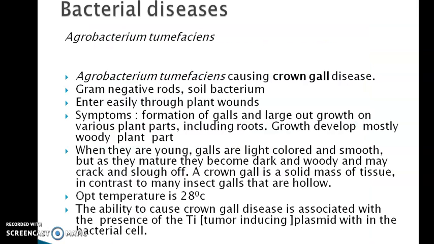Agrobacterium tumefaciens are gram-negative rods and they enter easily through plant wounds. The optimal temperature for growth is 28 degrees Celsius, and the ability to cause crown gall disease is associated with the presence of the Ti plasmid within the bacterial cell. Ti means tumor-inducing plasmid.